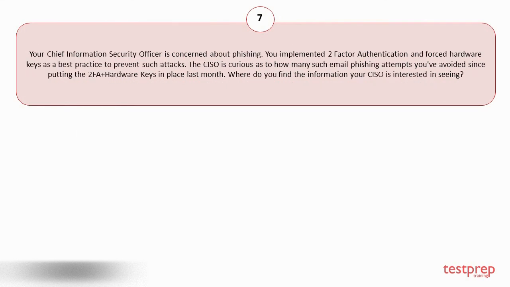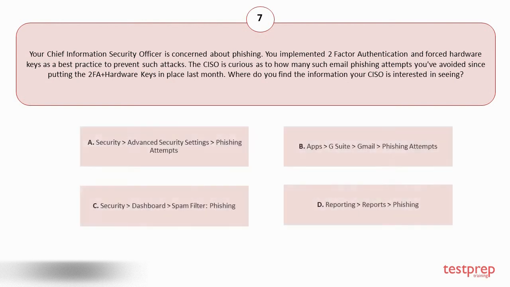Your Chief Information Security Officer is concerned about phishing. You implemented two-factor authentication and forced hardware keys as a best practice to prevent such attacks. The CISO is curious as to how many such email phishing attempts you've avoided since putting the 2FA plus hardware keys in place last month. Where do you find the information your CISO is interested in seeing? Your options are: the correct answer is option A.